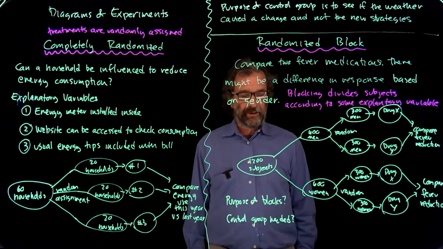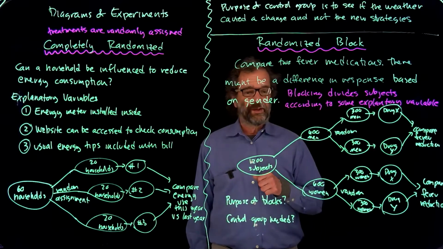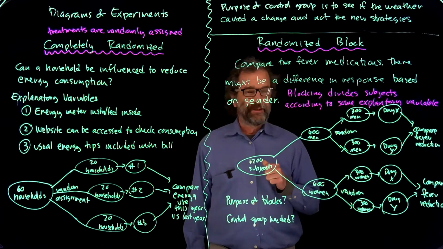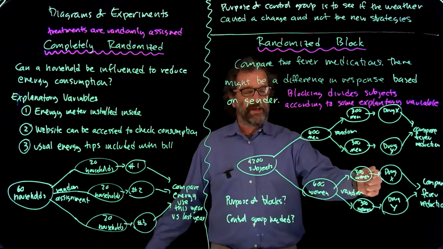There are other blocks you might use based on pre-existing conditions, things like that you might want to block the subjects on, because the effectiveness of the drug might depend on other drugs they're on, what their age is, different things.